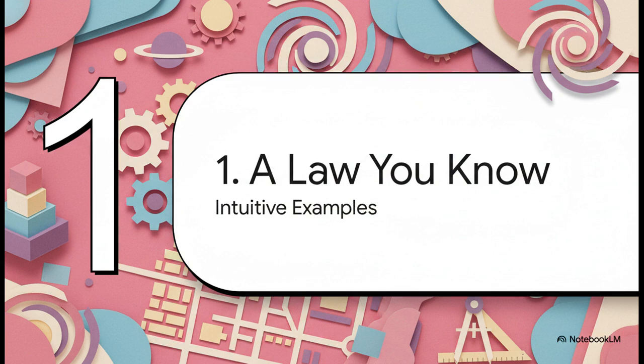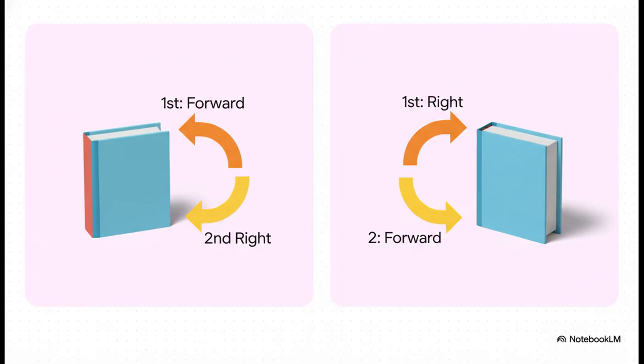Let's make this really intuitive. All non-commutativity means is that order matters. That's it. Think about it. If you put on your socks and then your shoes, everything's fine, right? But if you try to put on your shoes, then your socks, you get a very, very different result. The order of operations changes the outcome completely.